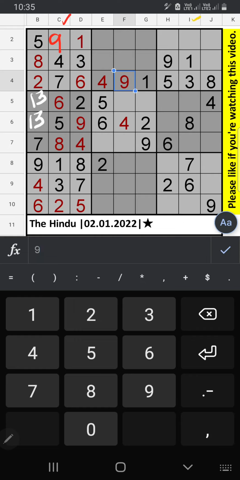Column I, column J, we have 8. So 8 can't come in these cells. In the 8th row also we have 8. 8 can't come in this cell. 8 is here. Column H, column J, we have 9. So 9 can't come in these cells. In the 7th row, we have 9. So 9 can't come in this cell. 9 is confirmed here.